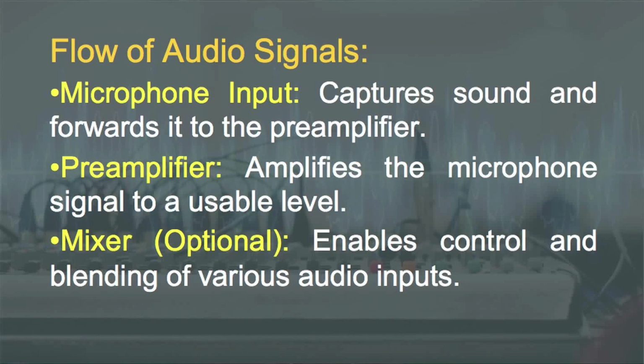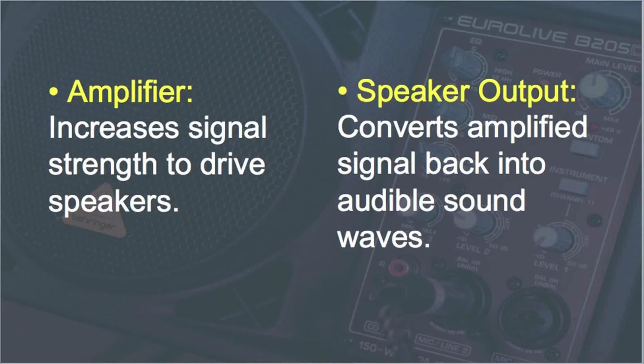Now we can finally discuss the flow of audio signals. First one is microphone input. It captures the sound and forwards it to the preamplifier. The preamplifier amplifies the microphone signals to a usable level, and the mixer, which is optional, enables control and blending of various audio inputs. Then comes the amplifier, which increases the signal strength to drive the speakers, and the final one is the speaker output. It converts the amplified signal back to audible sound waves. By mastering this signal flow and embracing balanced connections, you ensure an uninterrupted and clear sonic journey.